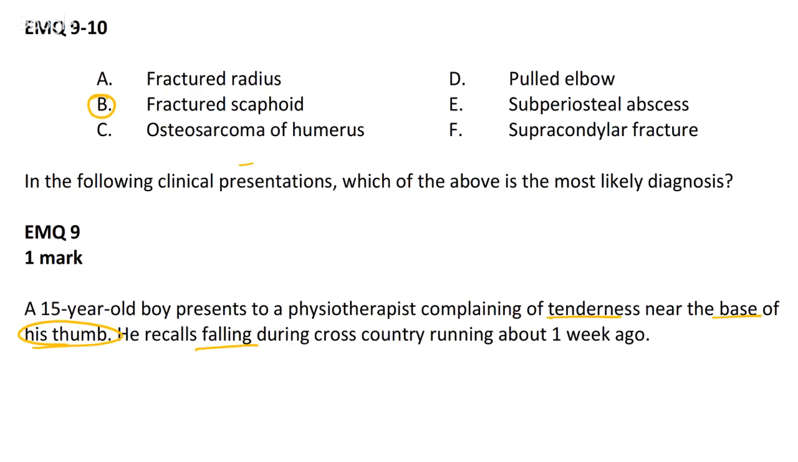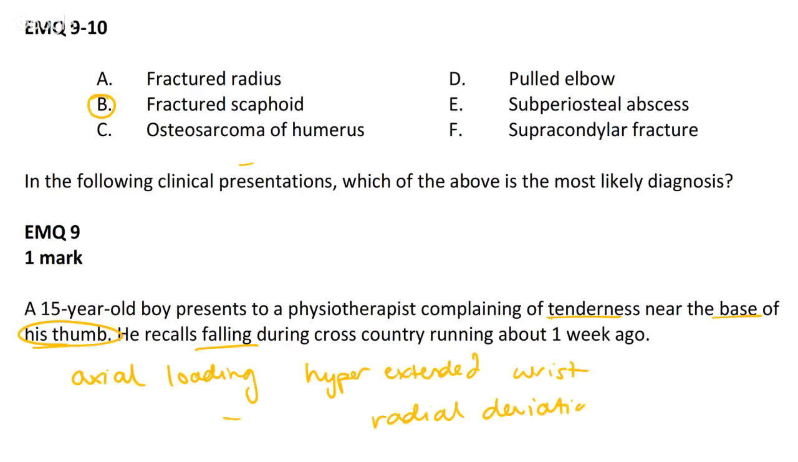Fracture scaphoid is the most common carpal bone to be broken. I don't think it's the most common, but it's one of the most common fractures that you can get. So what we have is axial loading on a hyperextended wrist with potentially some radial deviation. That is how you get a fracture of your scaphoid, if you have these three things: axial loading, hyperextended wrist, and some radial deviation, which is likely what he had when he put his hand out in front of him when he was falling over.